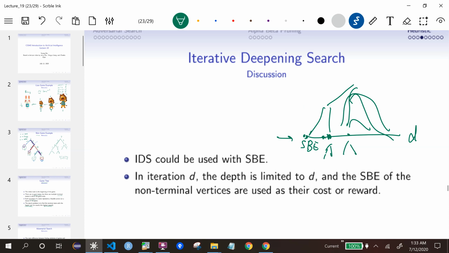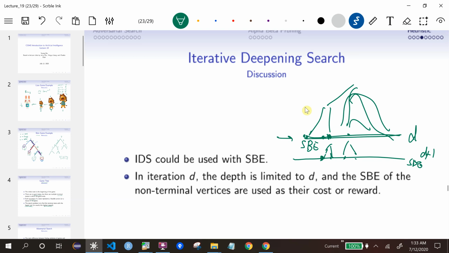If, for example, we allow the computer to think for a few seconds, we can gradually increase D. After this, we can use the static board valuation at level D plus 1, and then we use these and recompute the same thing, until the time is up.